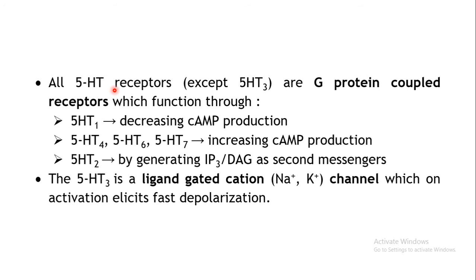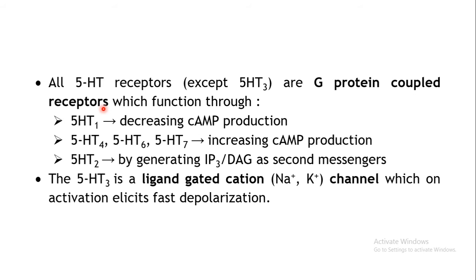Okay, now coming to the transducer mechanism. What is the mechanism by which they transduce their signal once they are stimulated, how they carry that signal, or what exactly is responsible for production of the action. So if you can see, all the 5-HT receptors except 5-HT3, so far we have seen that there are 14 subtypes of 5-HT receptors, all of them except this 5-HT3 are G protein coupled receptors.